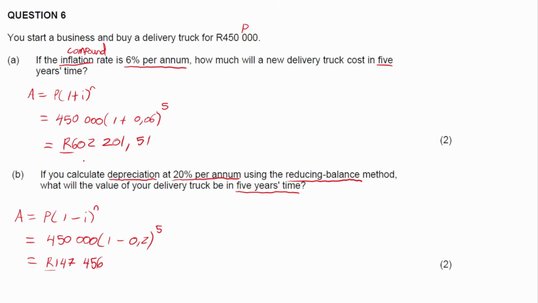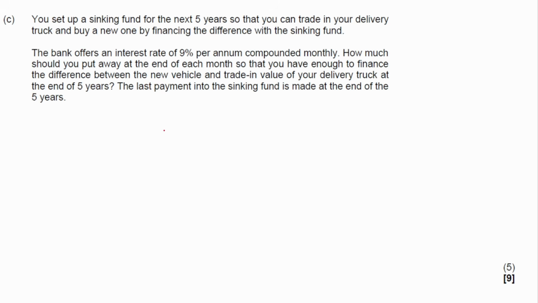For part A, the 602,000, that's how much a new truck will cost. The truck originally cost 450,000, but because of inflation, because of the increase of the price of goods every year, the new truck will cost that much, 602,000, in 5 years' time. So we need to use those two values in this part C over here.